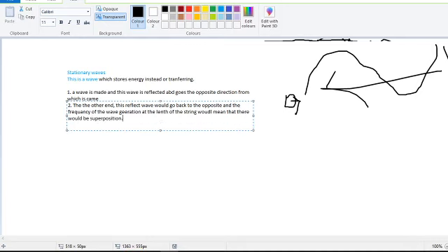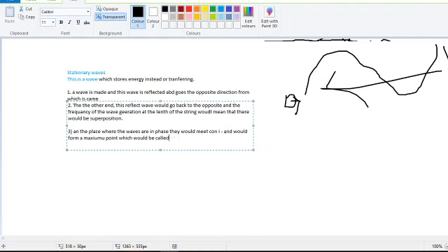So 3, at the place where the waves are in phase, they would meet with constructive interference and would form a maximum point, which would be called an antinode. And then number 4, finally, at the point where there is anti-phase, there would be destructive interference. So I will explain what this all means.